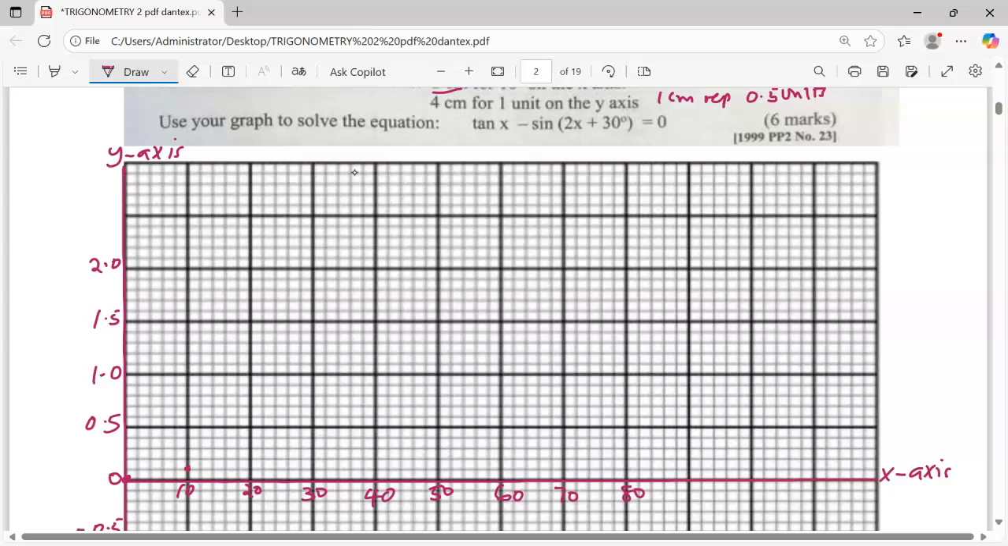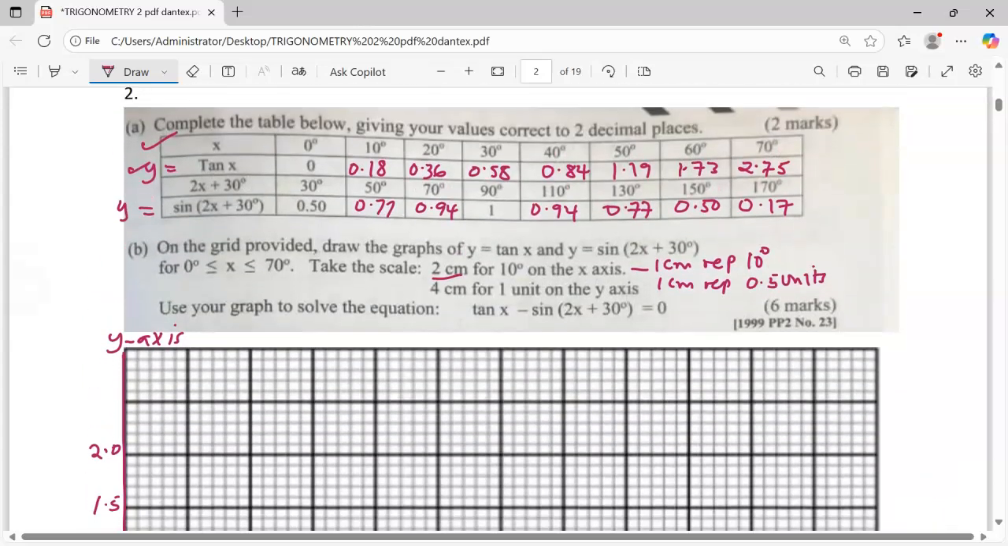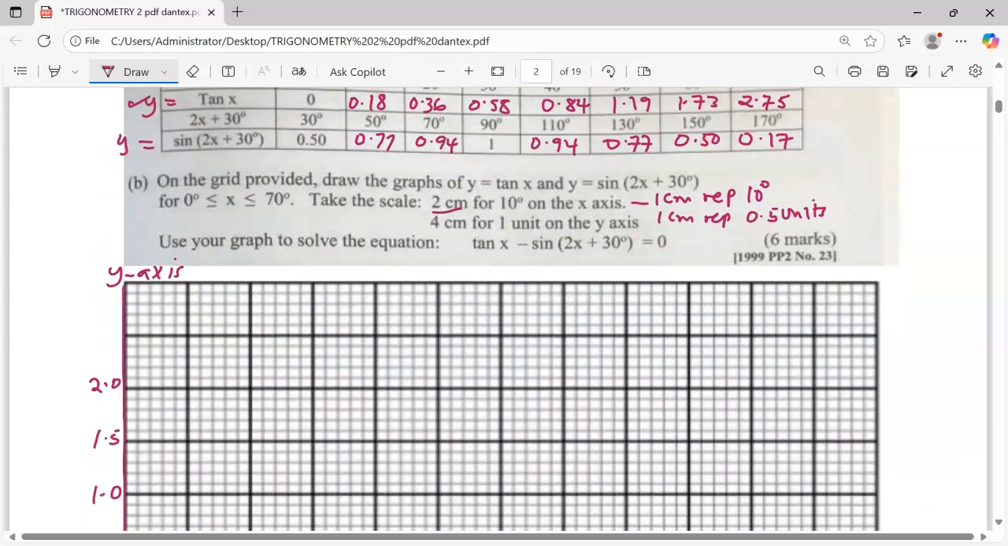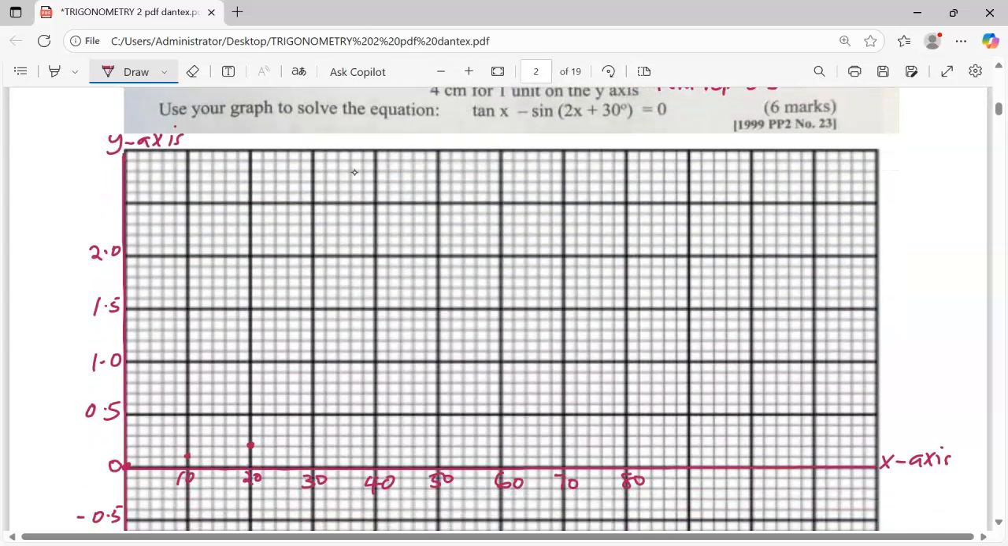At 20 degrees, we are going to have 0.36, which is approximately 0.4, at this point here. Next, we are going to have 0.4 is a bit higher. So we are going to have 0.2.